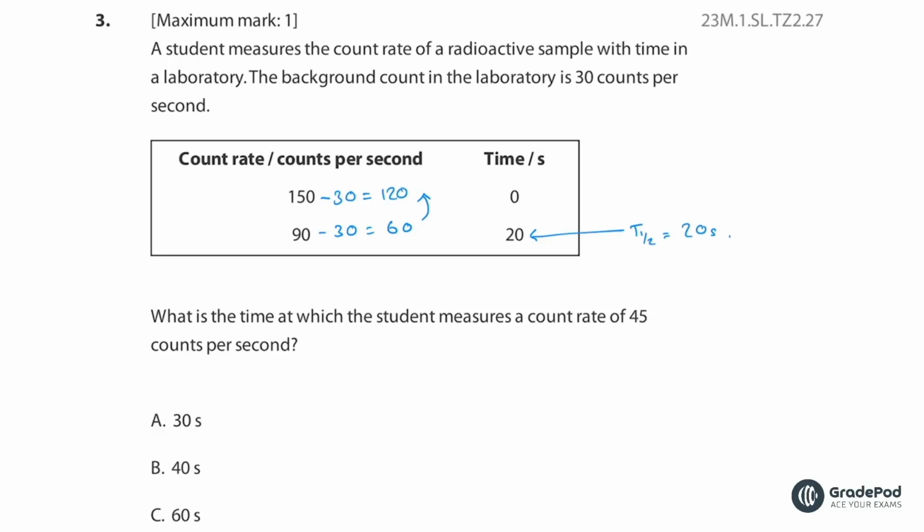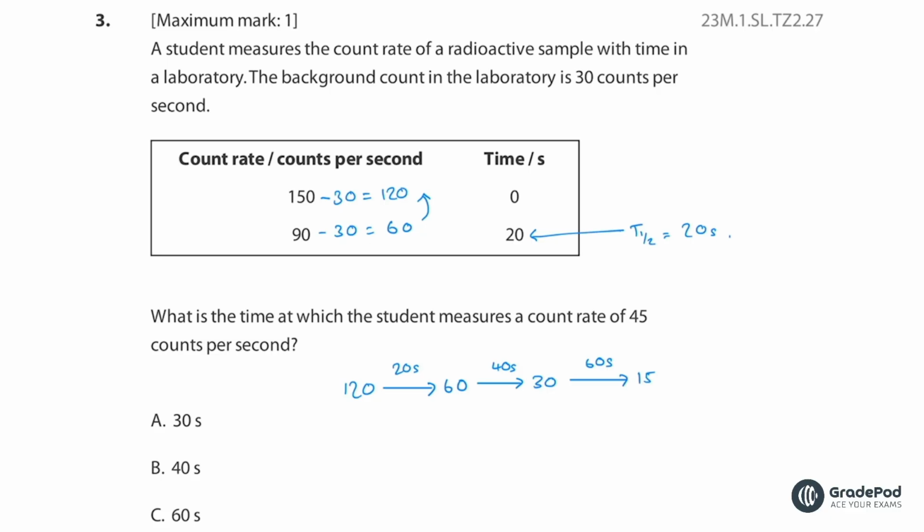Great. Now let's go from 120, which is the original count, and let's do some movement down the half-lives. So it goes from 120 to 60, and that takes 20 seconds. It goes 60 down to 30, and that takes another 20 seconds, so we're up to 40 seconds. And then it goes 30 down to 15, which takes another 20 seconds, and that's 60 seconds.